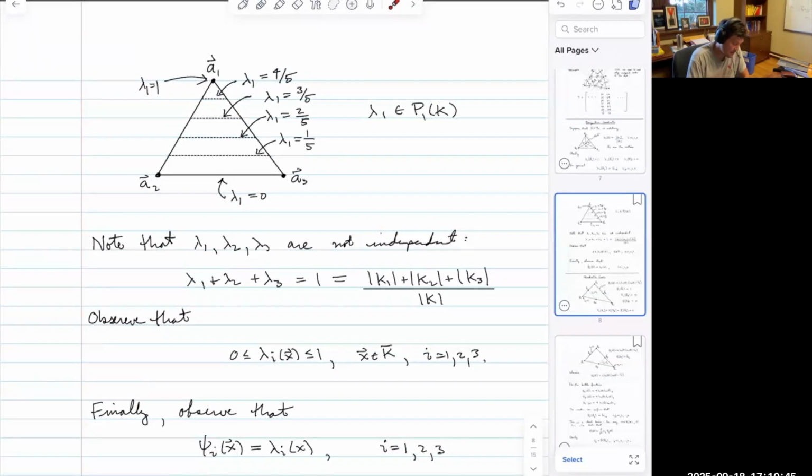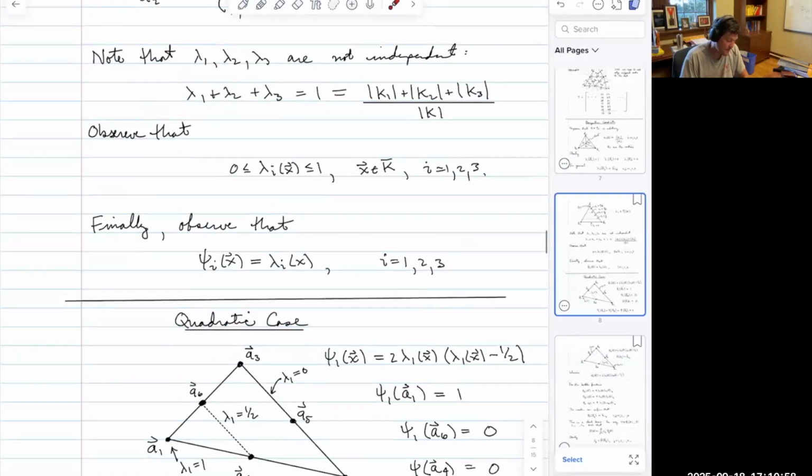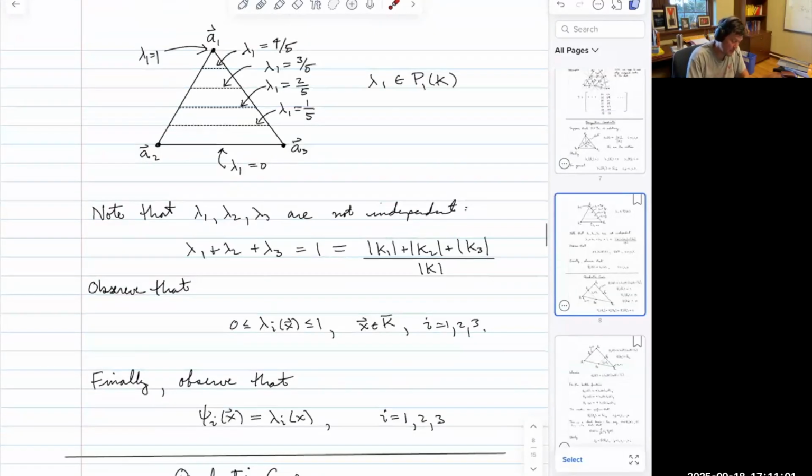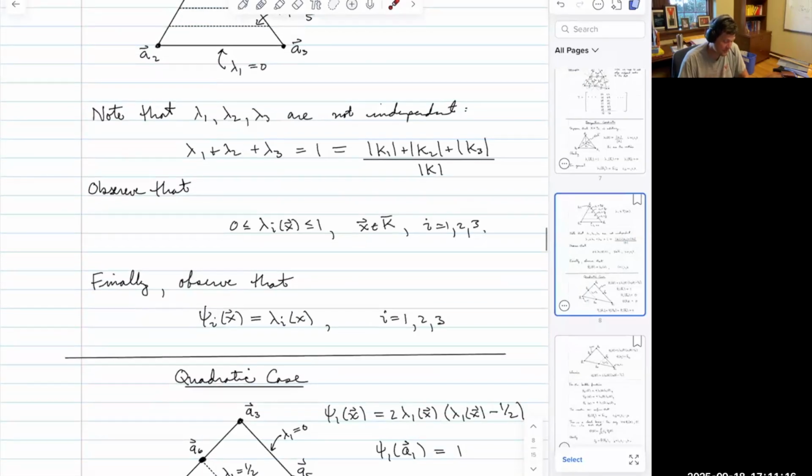So this guy here is going to be 1 here, and it's going to be 0 there, and 0 here, right? So that's just going to be a little plane. Okay, so if I look at lambda 3, not lambda 3, sorry, but psi 3, it's equal to that. And that's exactly equal to the barycentric coordinate, the value of the barycentric coordinate, lambda 3. Let's do the quadratic case.